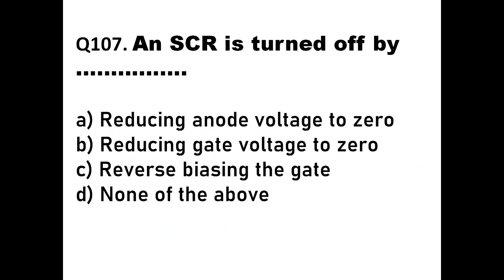An SCR is turned off by. Now we know that SCR can be turned on in many ways, and the most common way to turn on an SCR is by using a positive gate pulse. But to turn off the SCR, that is commutating the SCR, is done only when the voltage between anode and cathode is reduced. When the anode voltage is reduced to zero, or when the anode current which is flowing is below the holding current, then only the SCR will turn off. So in these options, option A, that is reducing anode voltage to zero, will be the correct option. So an SCR is turned off, that is commutated, by reducing anode voltage to zero.